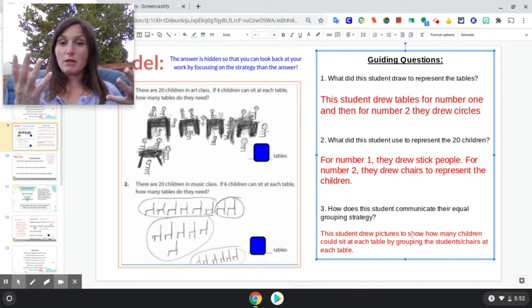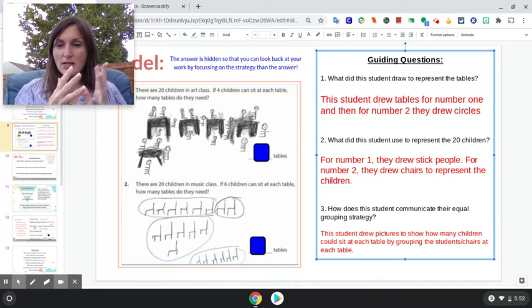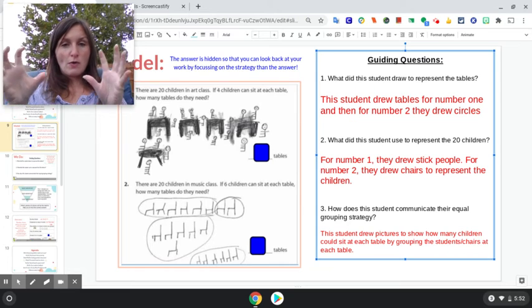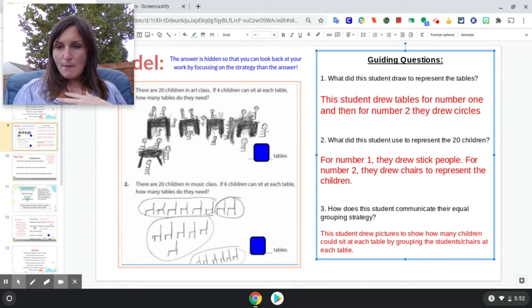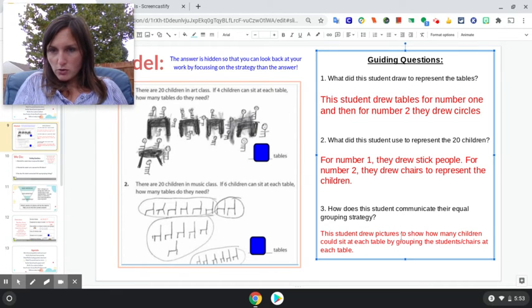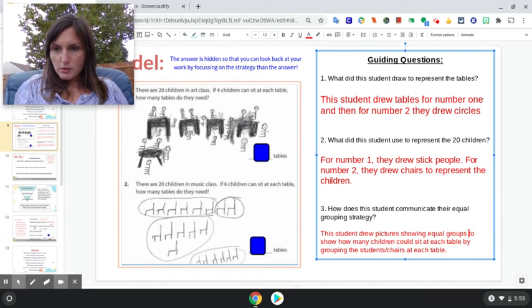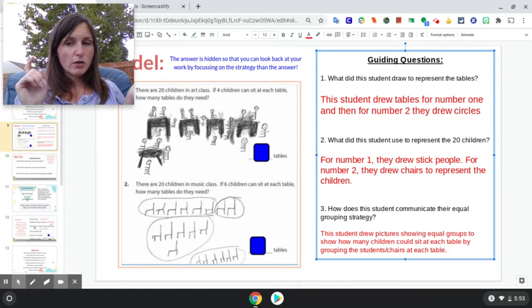They just drew the pictures. They don't have any numbers here. I don't see any words to explain it. I don't see any arrays. I just see these pictures showing them at the tables. And I think this would be called equal groups. Okay, so I'm going to add that. The student drew pictures showing equal groups to show how many children. Okay, I think that would be a good answer, right?